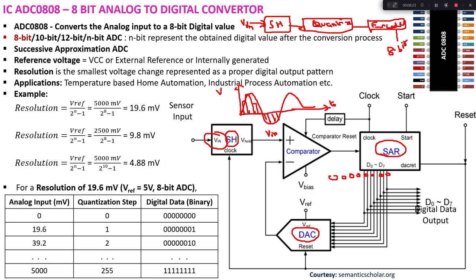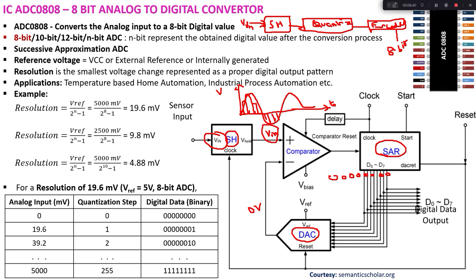It goes as an input to your DAC. So the DAC will convert this digital data into analog data. It's the reverse process of your ADC. So it will give me 0 volt here. So this 0 volt will be compared with the input voltage.